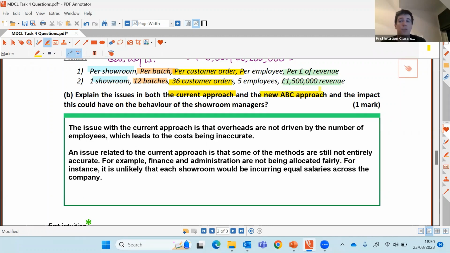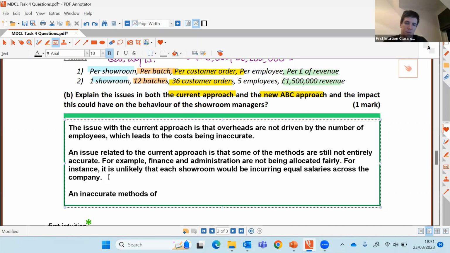And then if I'm going to relate it back to this, it talks about the impacts that this could have. I've obviously talked about two flaws. I can talk about the effect of those two flaws by saying an inaccurate method of absorption can lead to demotivation. Ask me what the impact would be. Let's say loss of motivation.